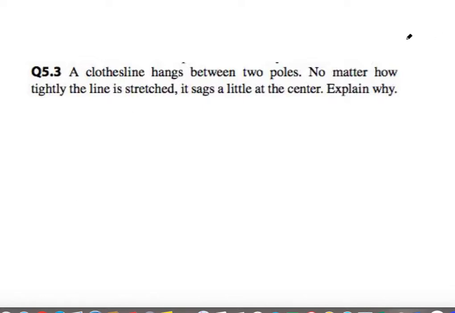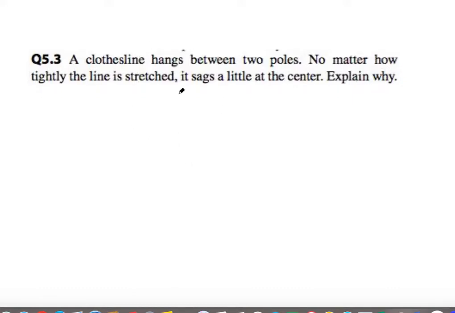This is the solution video for AP Physics Suggested Problem Set 3.2. Starting with a conceptual question, we have a clothesline that hangs between two poles. So two poles, we have a clothesline in between them. Now, no matter how tightly we stretch this line, it's got to sag some amount at the center. Why is that? Well, we know that gravity is acting on this line at all points.